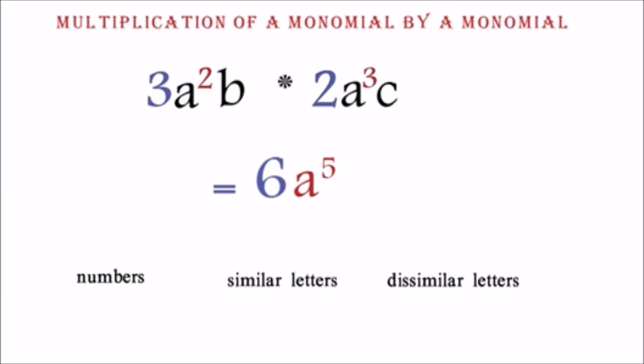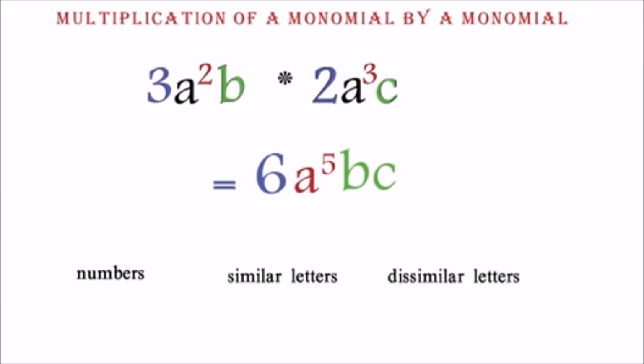Finally, we multiply the dissimilar letters. We know that means writing them side by side. We have b and c, so our final answer will be 6a exponent 5 bc. If you've gone through the Algebra from Scratch course, nothing so far should be new. Let's take it a step further.